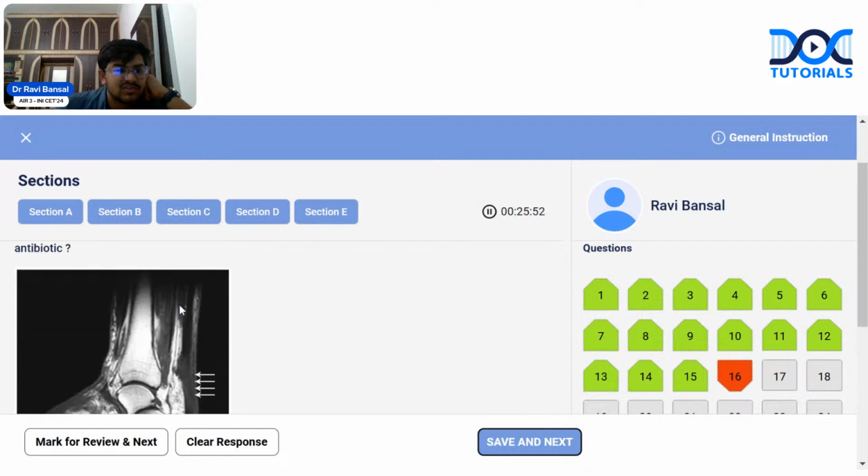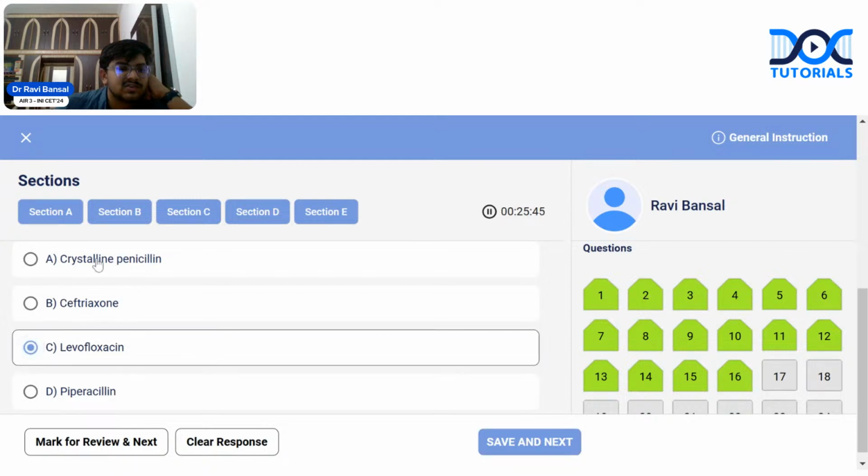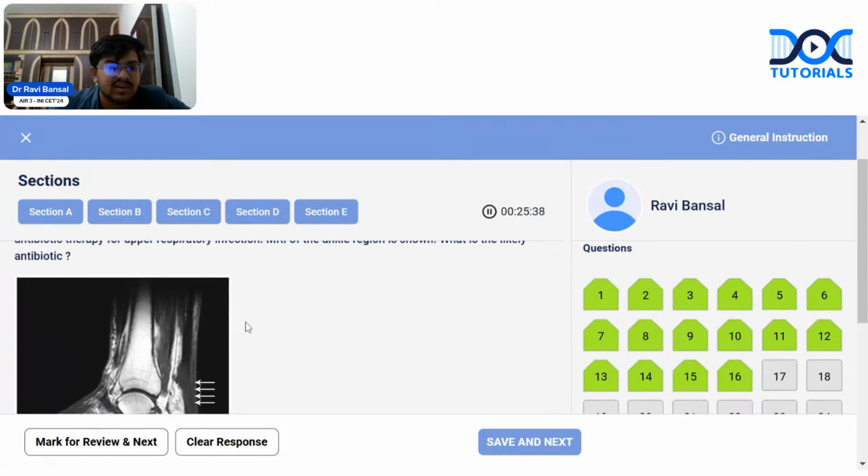FQ, fluoroquinolone side effect is a tendon rupture. So we just have to select the fluoroquinolone among them. So these are all penicillins. This is penicillin. This, levofloxacin, is a fluoroquinolone. A well-known side effect is tendon rupture.